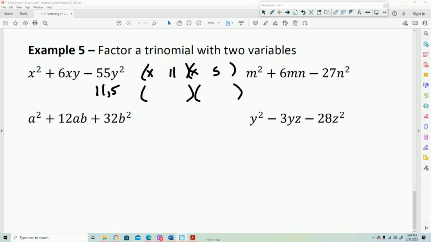And because I have a y squared for the last term, I need to put the y there and the y there. That takes care of the y. And it's just going to be a plus 11 because that term's positive, and a negative 5 there. Okay? Go to this one.